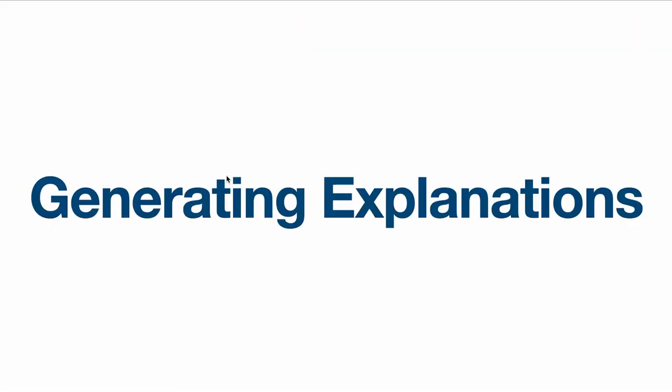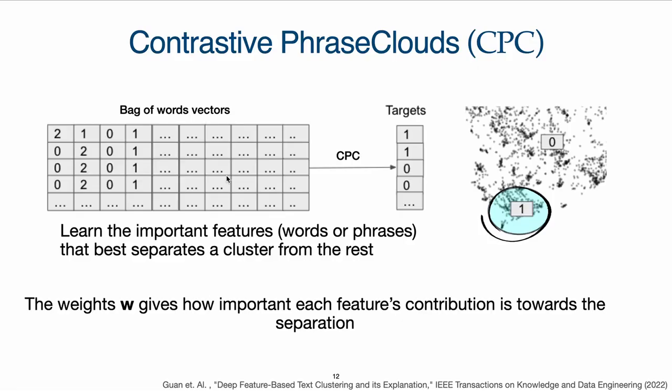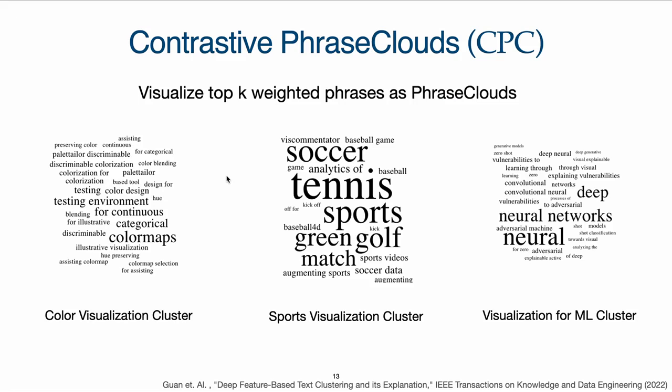So once a user lassos a cluster, we generate two different kinds of explanations. I'll go into them now. We use a support vector machine based model to fit the text inside the cluster and visualize the most important phrases weighted by their relative importance. We call them contrastive phrase clouds. Examples of selected clusters show important phrases that relate to a particular topic, as in the case of color visualization cluster, sports visualization cluster, and visualization for machine learning cluster.